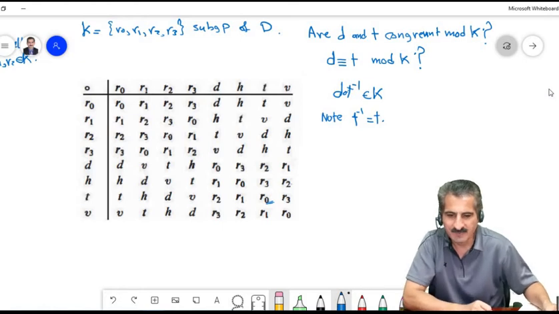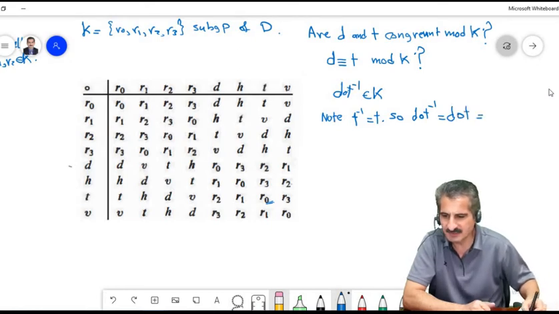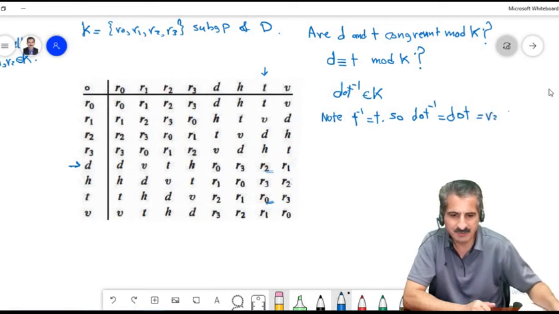Now let's see, we want to compute D composed with T. So this is D here, this is T here. Take the composition of them, we get R2. So this is R2. Oh, okay, so it belongs to K. Good. So the answer here is yes.